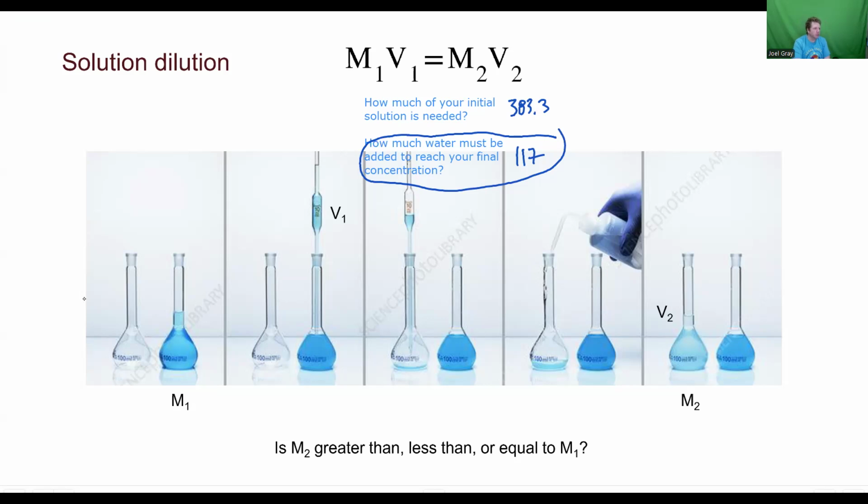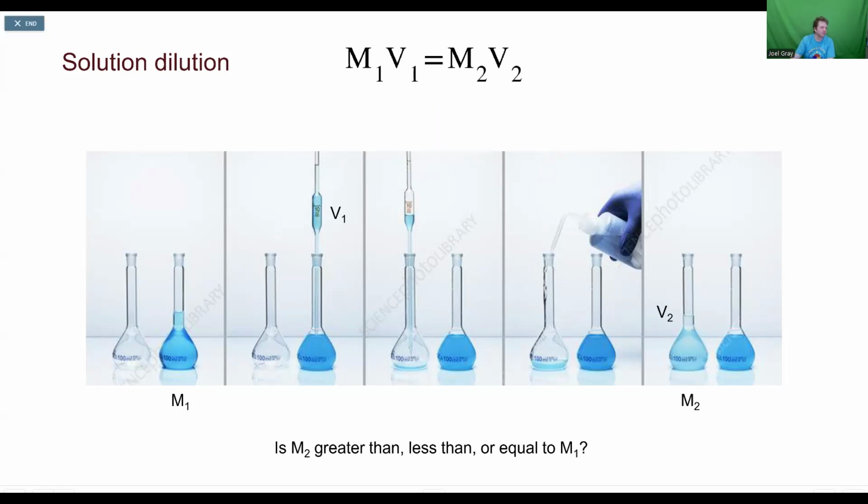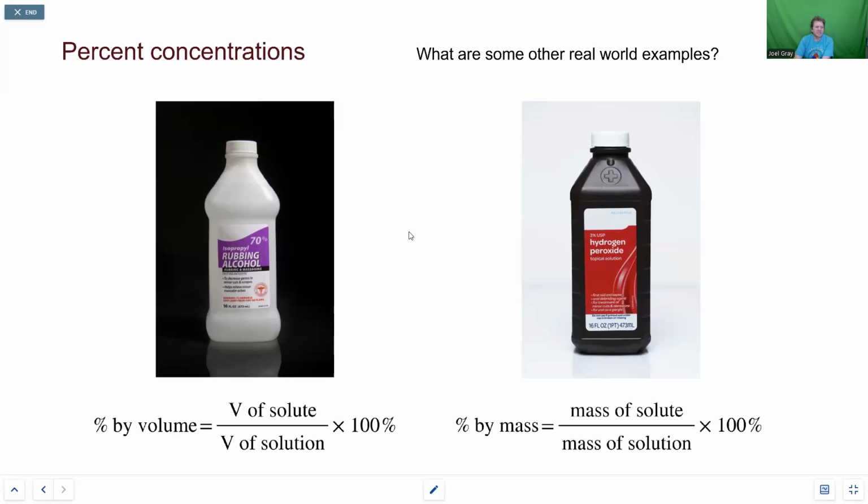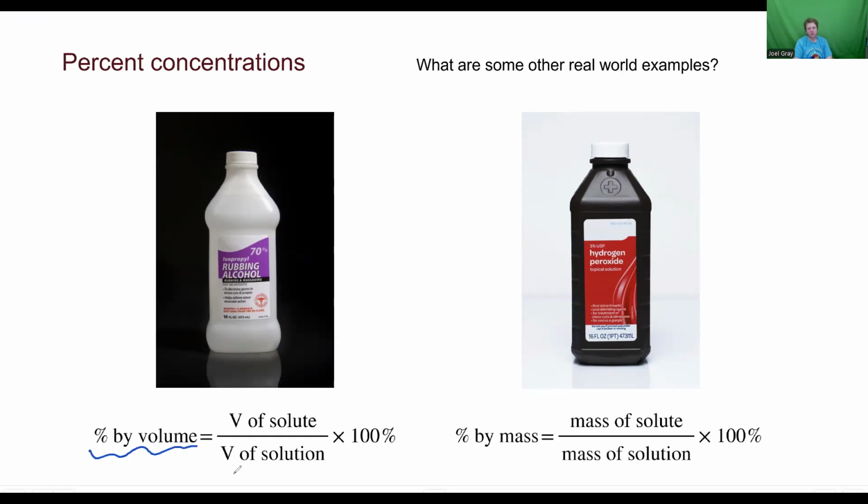Okay, so next up, and this is our last thing for today, percent concentration. If you went around your home or maybe your workplace, you'd probably find some examples of percent concentrations. So this is not dealing in terms of molarity, but instead looking at a different metric and measurement. There are two major percent solutions. There's percent by volume. There's also percent by mass.